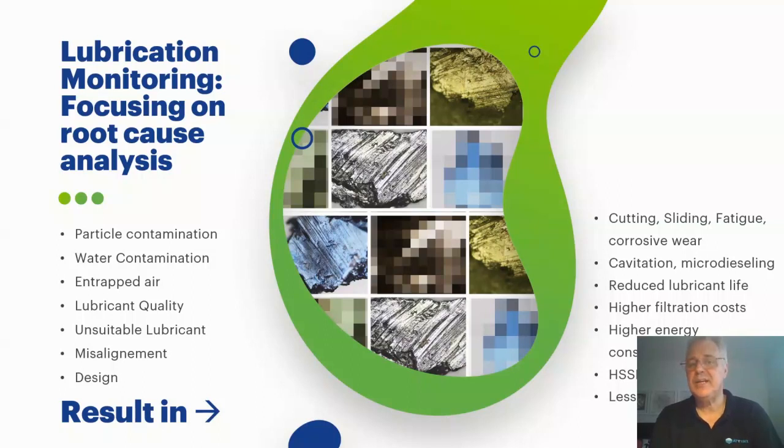Some of the most common examples of root cause analysis will be particle, water, and air contamination, lubricant quality, not choosing an adequate lubricant, misalignment, design. These could lead to issues such as abnormal mechanical or corrosive wear, cavitation, microdieseling, which in turn could bring reduced lubricant and component life, higher filtration costs, higher energy costs, less machine availability, and most important, HSSE risks.